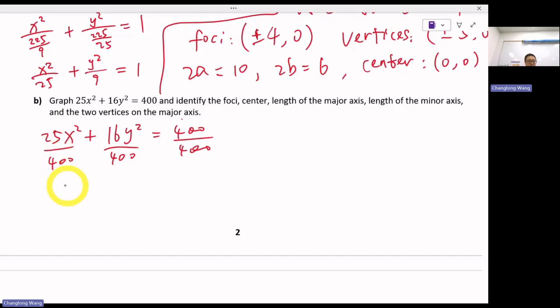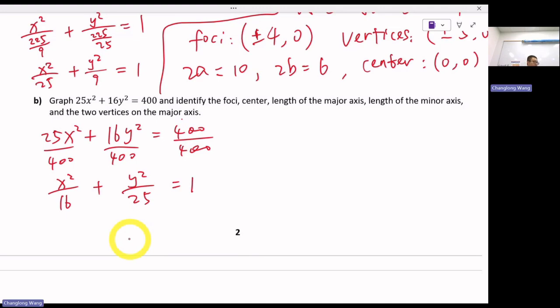But in this case, if you divide out a 25 in the first fraction, divide out a 16 in the second fraction, you'll be looking at 16 on the first denominator and 25 on the second denominator. Okay, but don't worry, you're not going to get this kind of a carefully prepared example all the time. You'll see more realistic numbers to deal with. Anyway, now right off the bat, is that a horizontal or vertical ellipse?